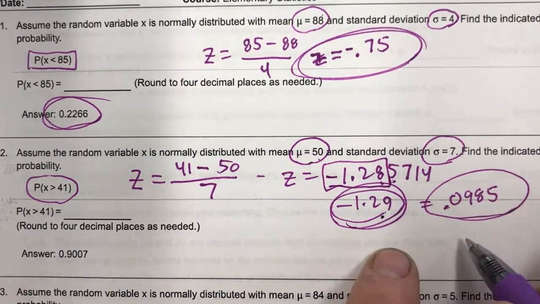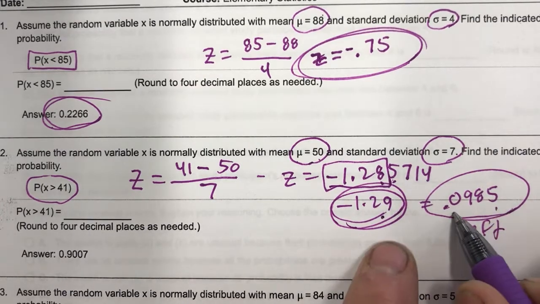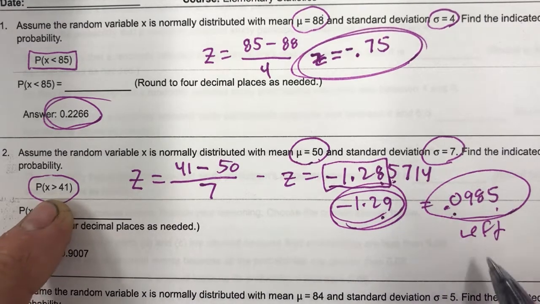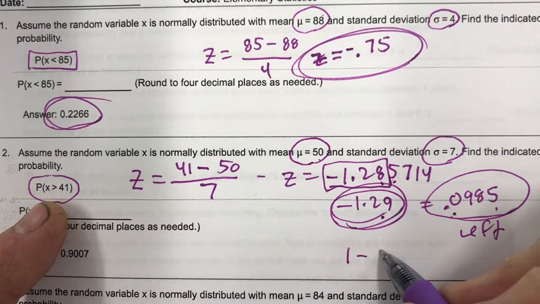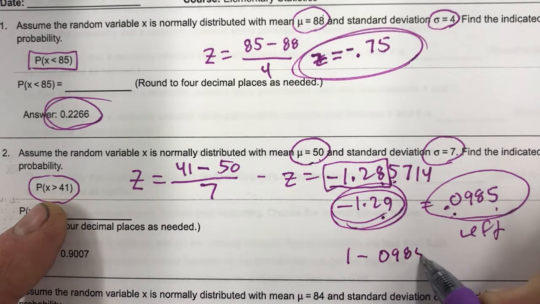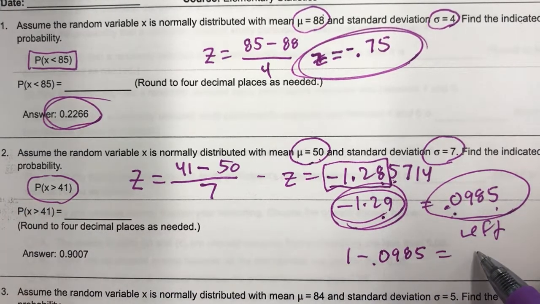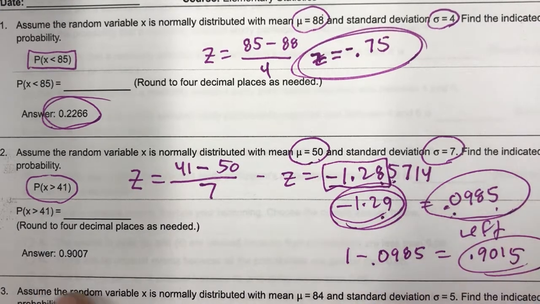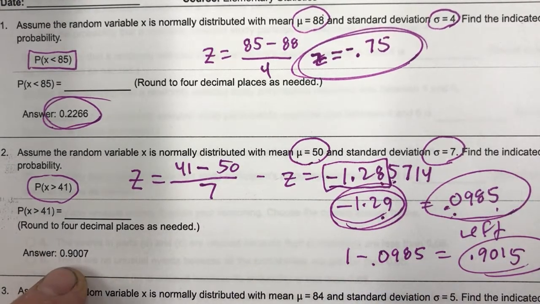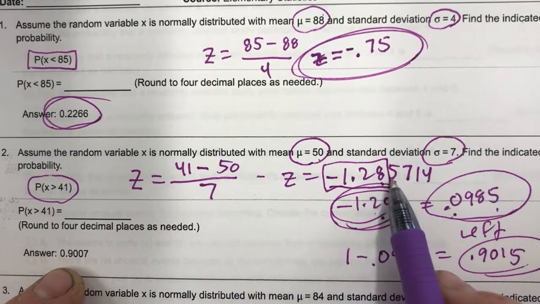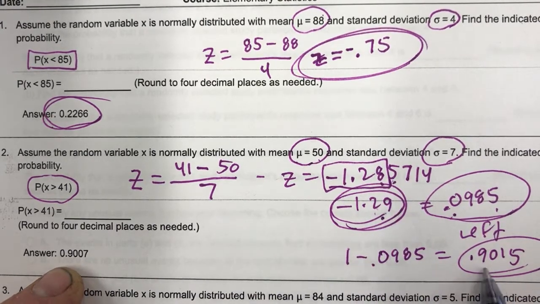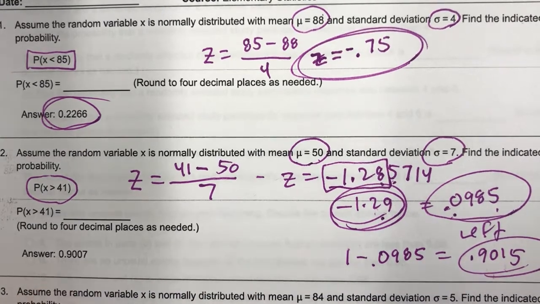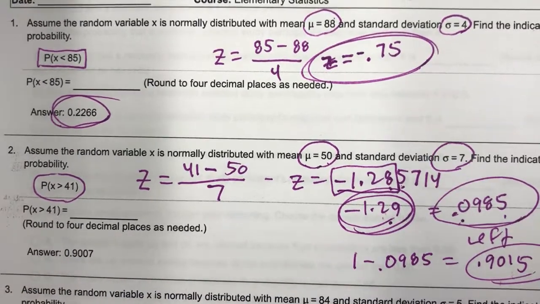But this is to the left, which is less than, and I want greater than. See, this says greater than 41. So I got to do 1 minus that, which is going to be 0.9015. Now notice this is off, this is exact. See, we rounded up here. We rounded this, which is going to make my z-score be off just a slight bit, but it's still going to count this. If you put this in, it'll count it.